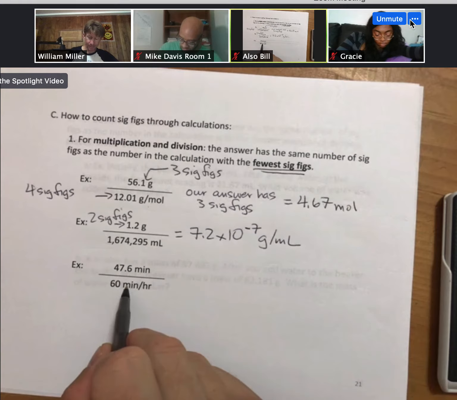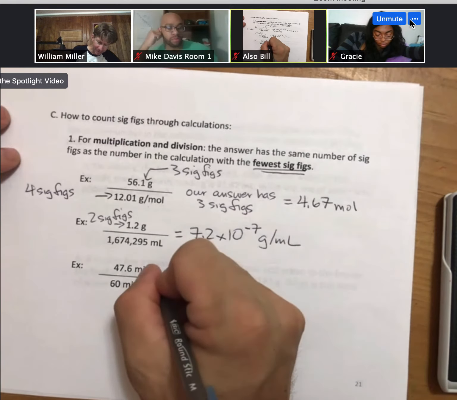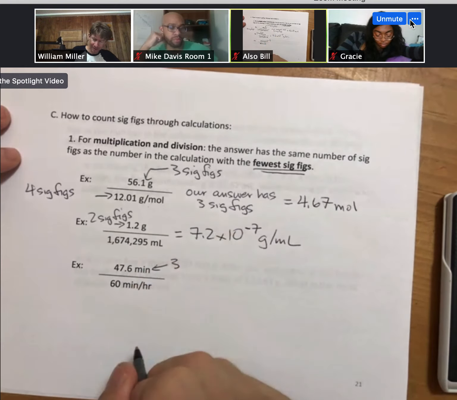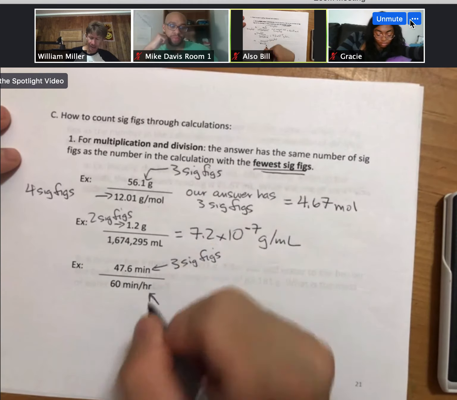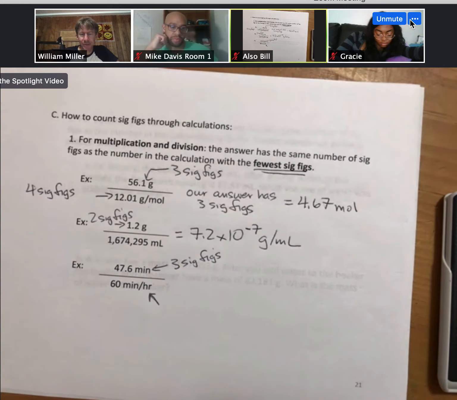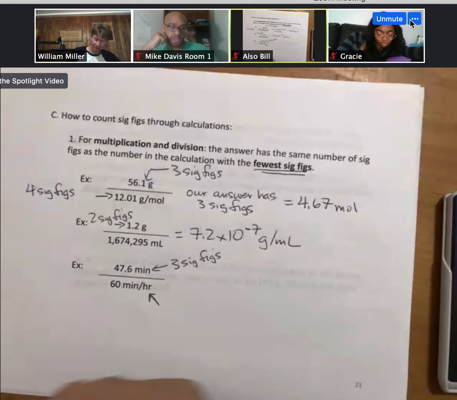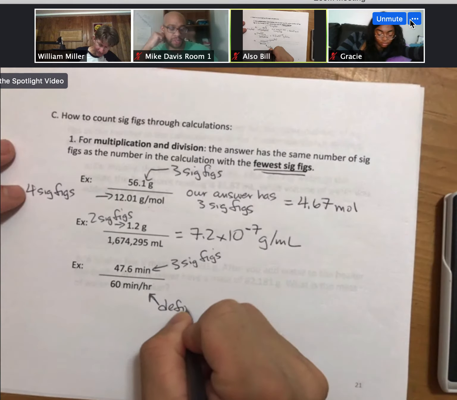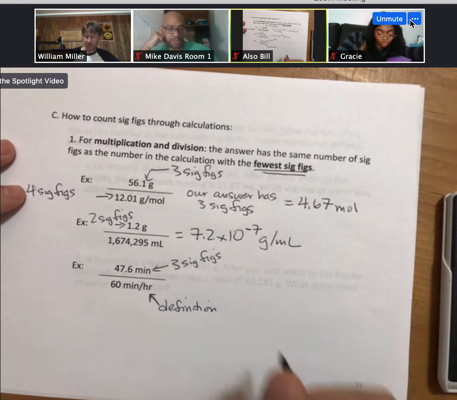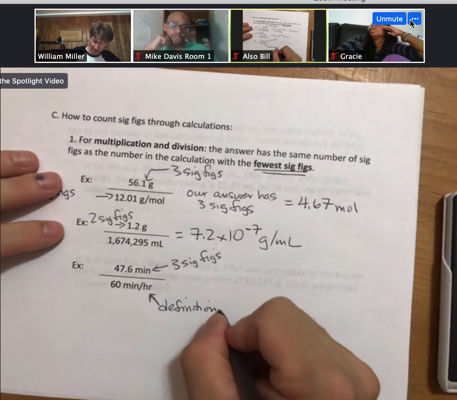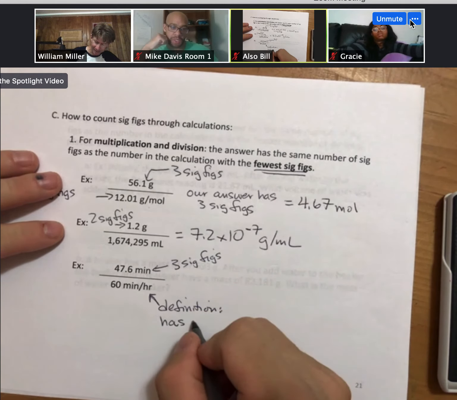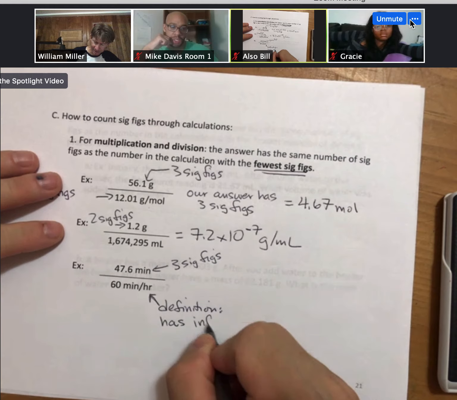One more. On my top number, I have 3 sig figs. It looks like my bottom number has 60 minutes per hour. And 60 minutes per hour is a definition. From the previous page, remember, definitions have infinite sig figs. So this definition has infinite sig figs.